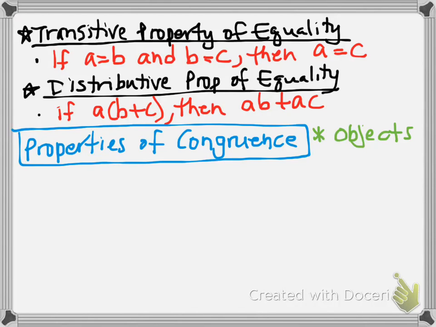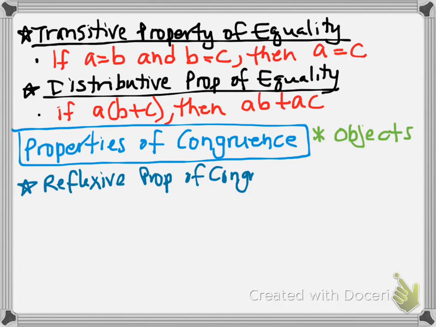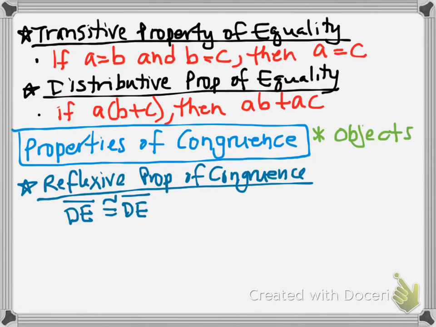So the first property is going to be the reflexive property of congruence. Now it looks like the reflexive property of equality, except you're going to see an object, not a number or a single variable. So we have a segment, DE is congruent to itself. And we would say an angle, like D, would be congruent to itself. Okay? Very important. That is no longer numbers that we'd be using.